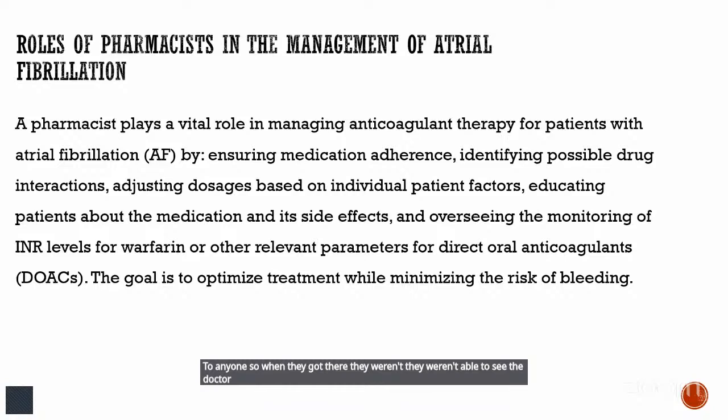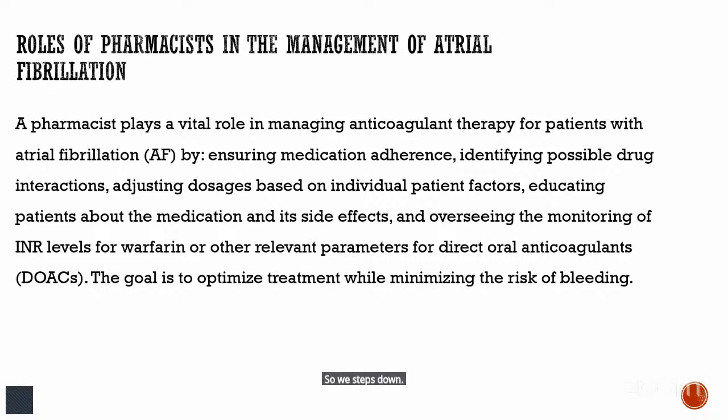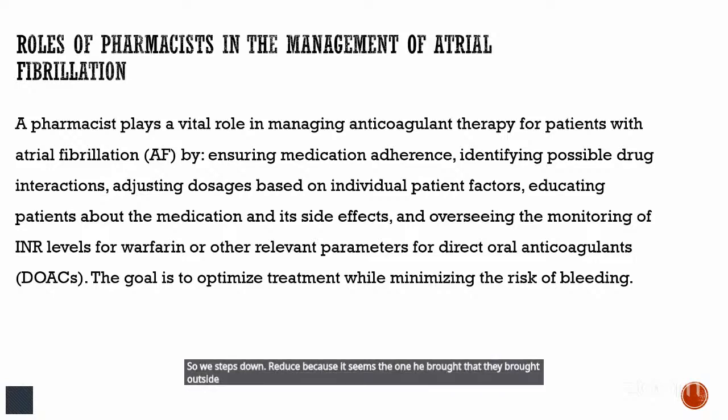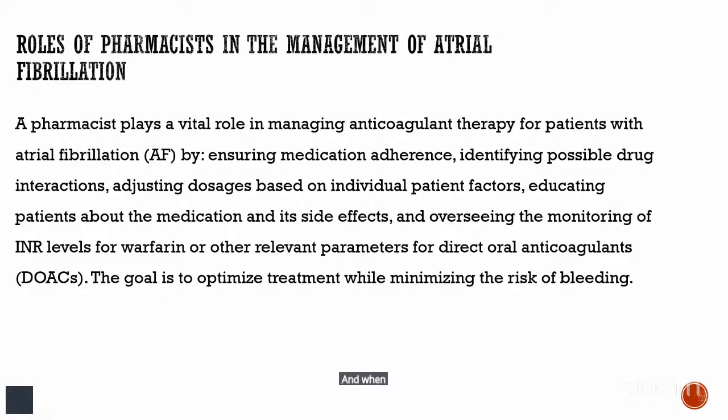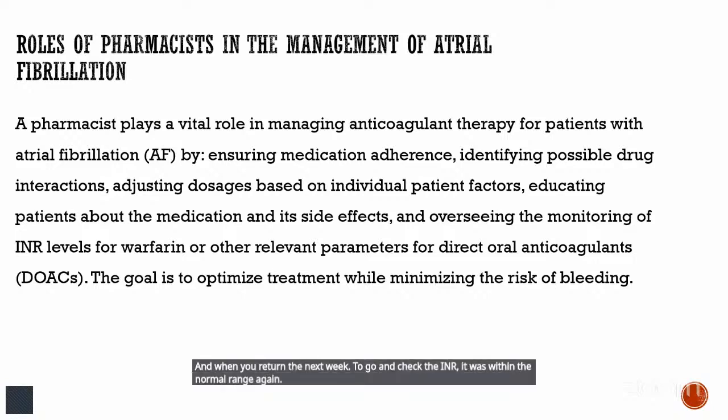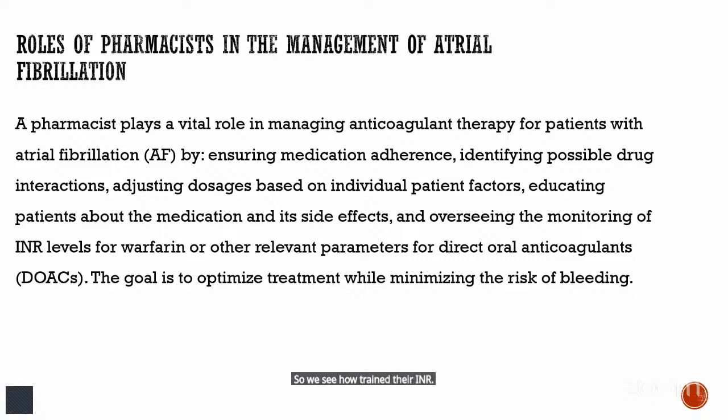So I had to tell him that since the INR is very high, he runs the risk of bleeding. So we stepped down the dose because it seems the one they brought from outside was actually stronger. We stepped it down from 7.5 to 5 milligrams. And when he returned the next week to check the INR, it was within the normal range again, 2.6. So we see how the INR can actually help. So these are the roles pharmacists can play in the management of atrial fibrillation, for patients taking anticoagulants.